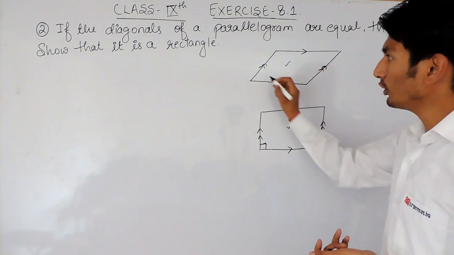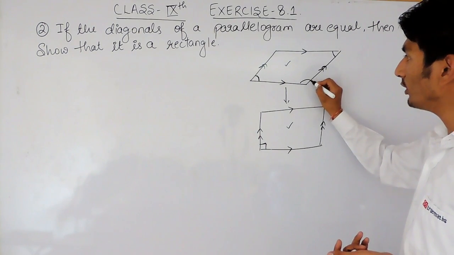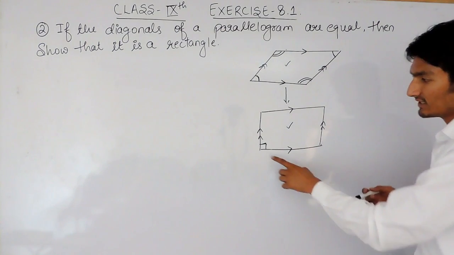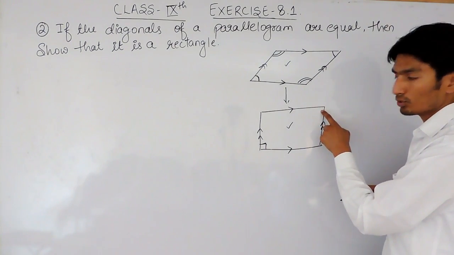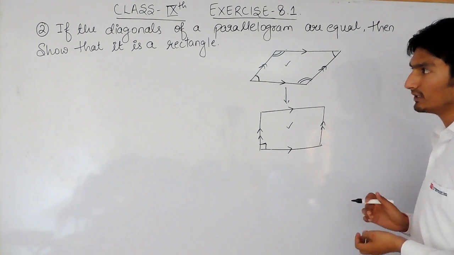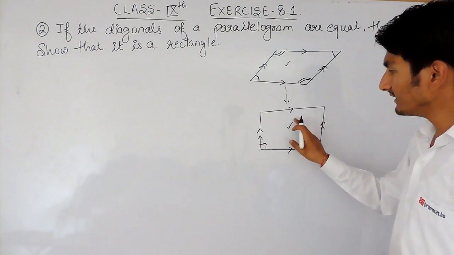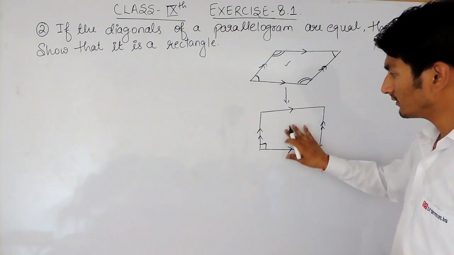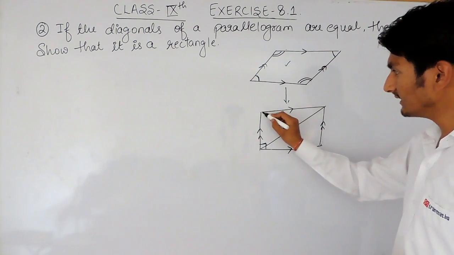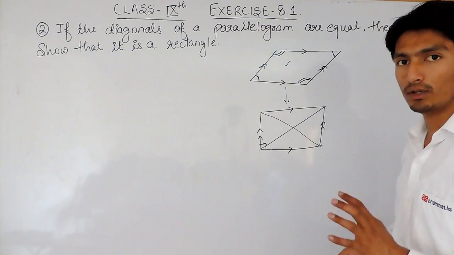And we already know that the opposite angles in a parallelogram are equal. So if this is 90, this will also be equal to 90, and if this is 90, this will also be equal to 90. Now how to prove that this angle is 90? It is given that the diagonals of this parallelogram are equal.